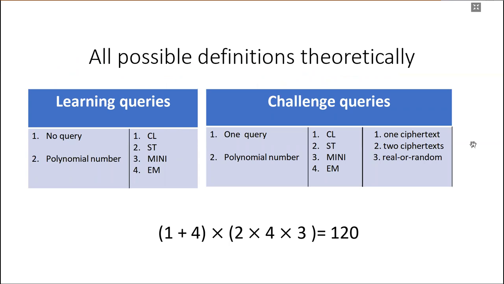So now we can theoretically calculate all possible definitions. For the learning queries, we have five choices. And for the challenge queries, we have 2 × 4 × 3 choices. And if we do the math, we get 120 possible notions. This is really frightening if you want to study these notions and also study the relations between them.